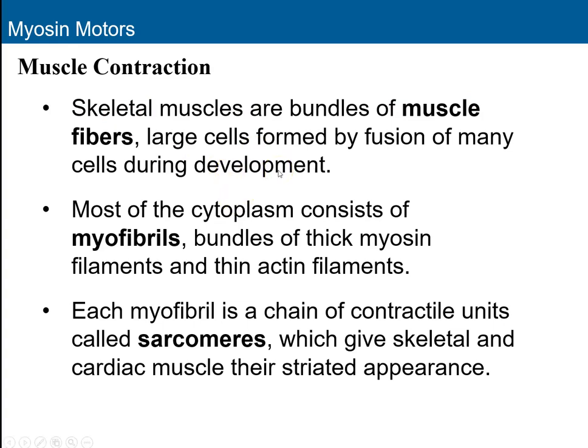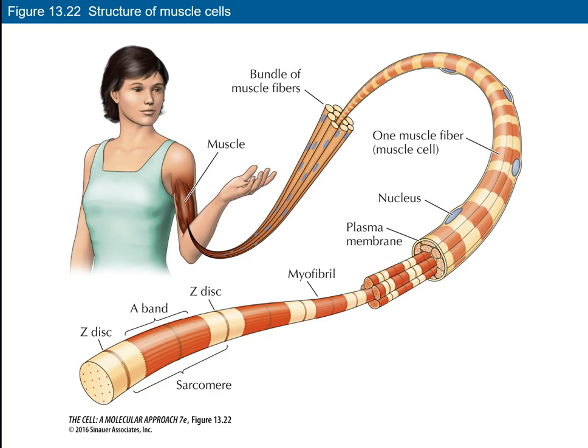And they're long, they're not round, and most of the cytoplasm of those muscle fibers is composed of something called myofibrils, okay? That are basically myosin and actin filaments. Right? And then each myofibril is basically a chain of units called sarcomeres. Okay? And so that's where you get this striated appearance because of these sarcomeres.